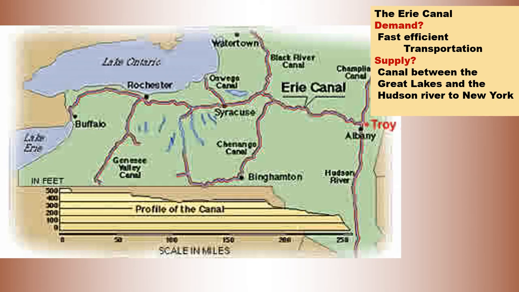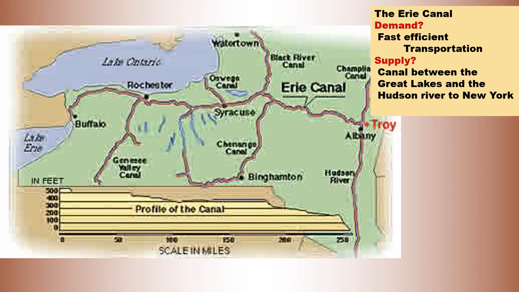But if you can get out of the water, if you can have a channel going from Lake Erie over to the Hudson River and then down to New York City, that cuts off thousands of miles of distance and the necessity of going through a lot of other channels and around waterfalls and all those other difficulties. And so the supply is a canal between the Great Lakes and the Hudson River to New York. And that's what I have up there.